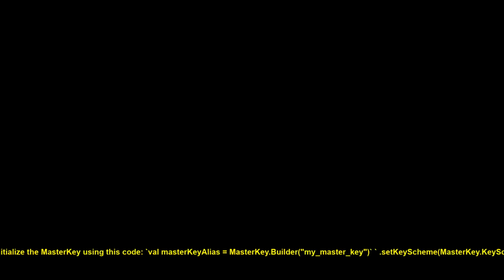Within this function, initialize the master key using this code: val masterKeyAlias = MasterKey.Builder, my_master_key. Next, create the encrypted shared preferences instance like this: val sharedPreferences = EncryptedSharedPreferences.create, secure_. Now, you can store sensitive data securely.